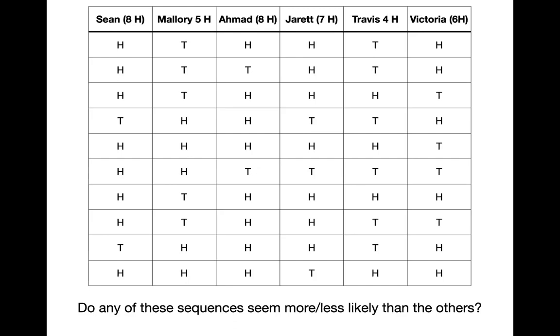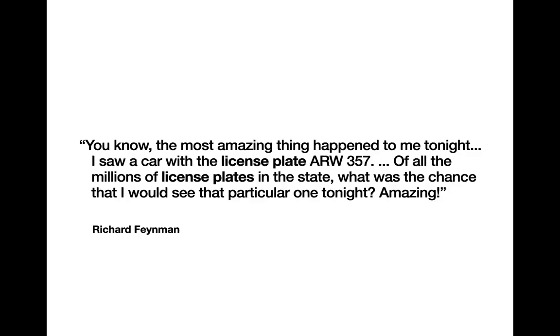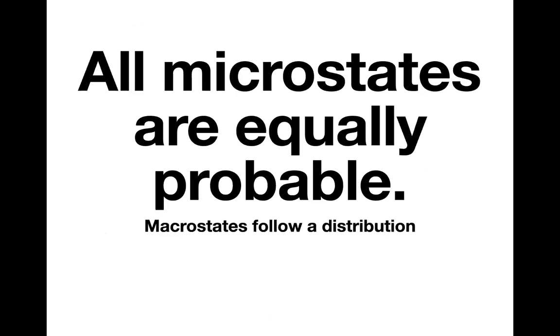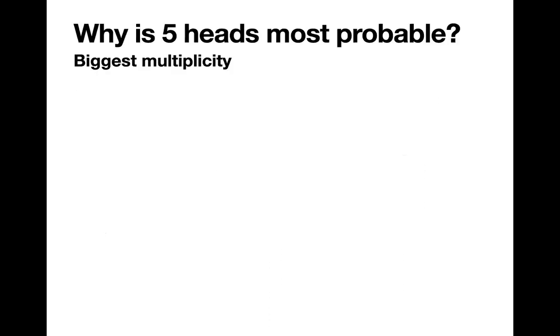And if we flipped the coin 1,000 times, we would expect to get a lot closer to that central distribution, right, of 500 heads versus being far off from that. Okay, so all microstates are equally probable. It's the macrostates that describe a distribution. So how do we talk about this mathematically, right?